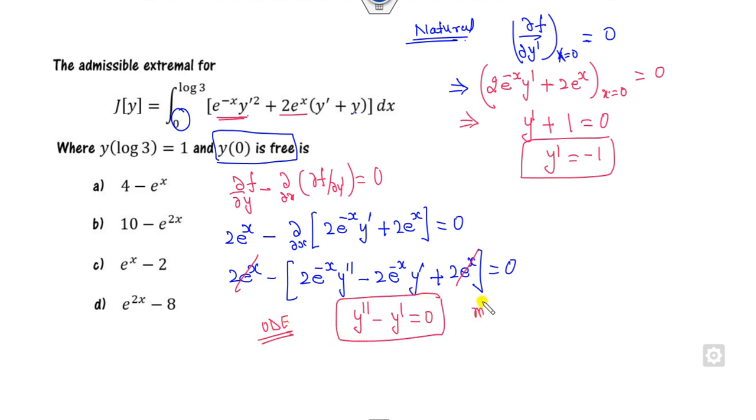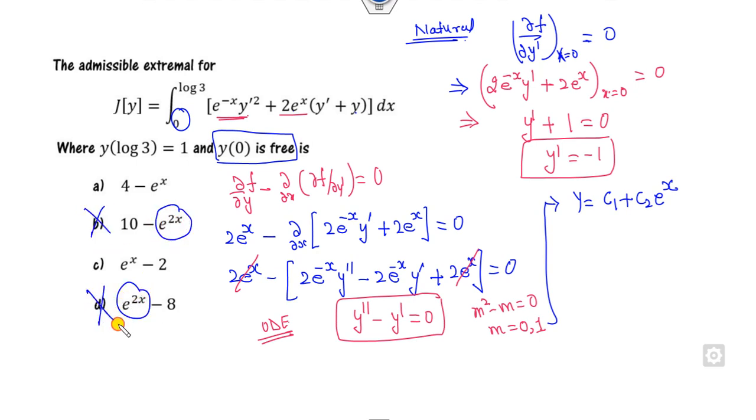Now how can you find the roots? m square minus m is 0, so m is 0 comma 1. When m is 0 comma 1, you get the solution as C1 plus C2 e raised to power x. How can you find these? We apply the condition. What is y of log 3? This is 1 equals C1 plus C2 times 3, that is, C1 plus 3 C2. That is the meaning of this.